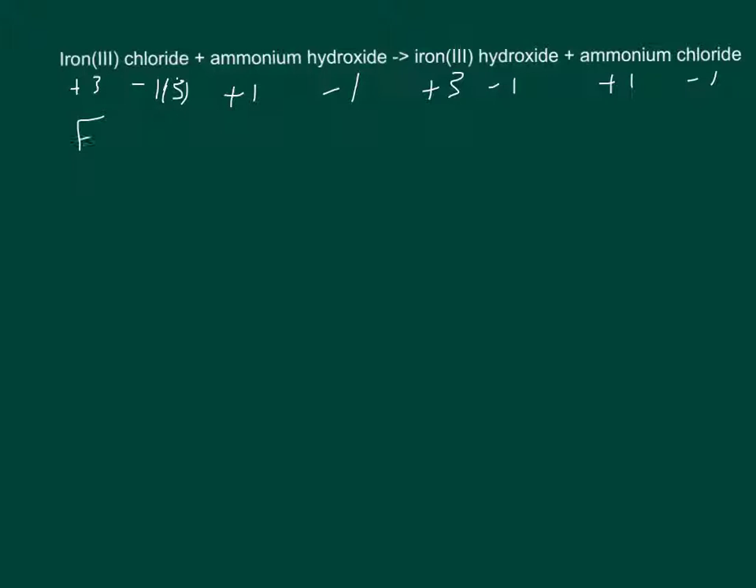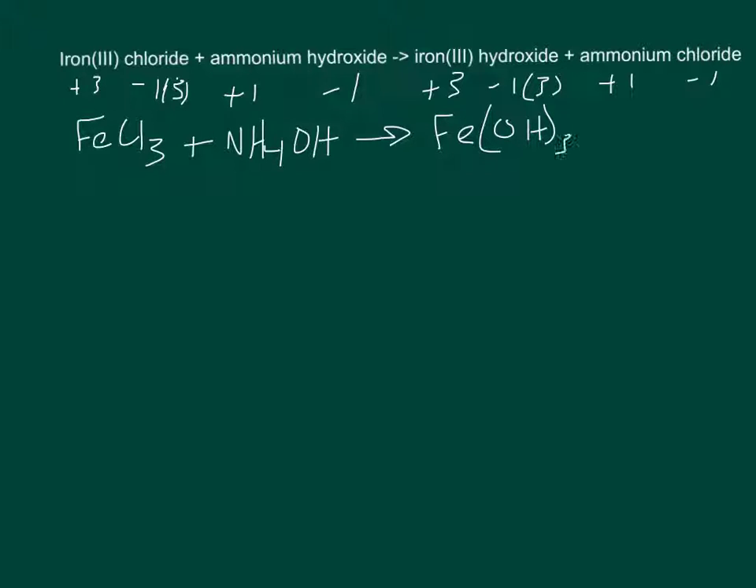So we have FeCl3 plus, we got a +1, -1, so we've got NH4 is ammonium and OH is hydroxide. Yields, iron and hydroxide, same idea. Hydroxide is a -1, so we need 3 of those. So Fe, and remember, hydroxide is a polyatomic ion, so if you have more than one, you got to put it in parentheses. Plus ammonium chloride, +1, -1, so NH4Cl. Alright, so there's our chemical equation.